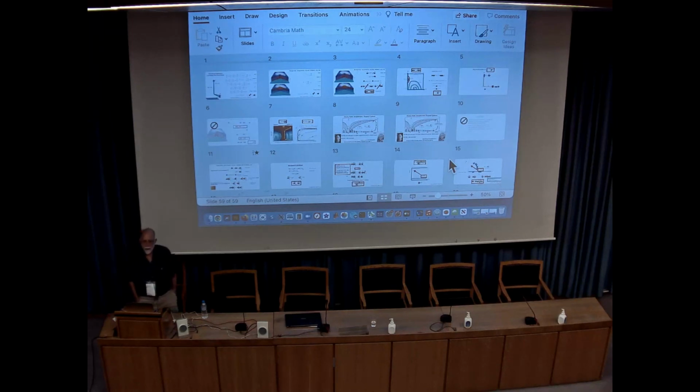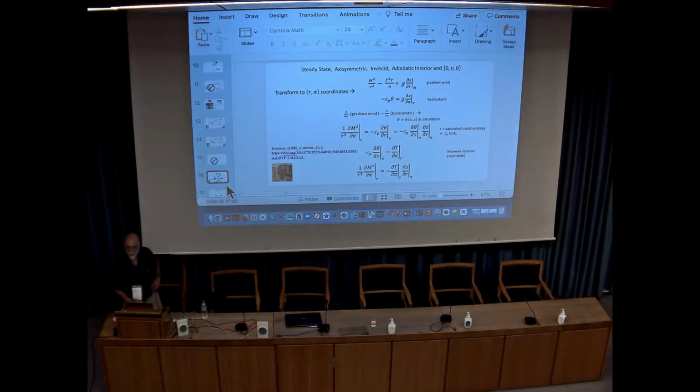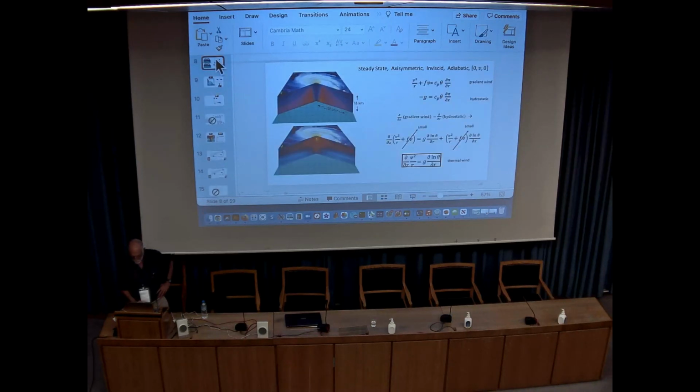Can you again show how we get to the thermal wind balance on the bicycle? I think it's slide 11. Slide 11? Or is it the one below? The one below. Yeah. That one? Okay. This one? That one? Oh, the earlier one. Yeah.